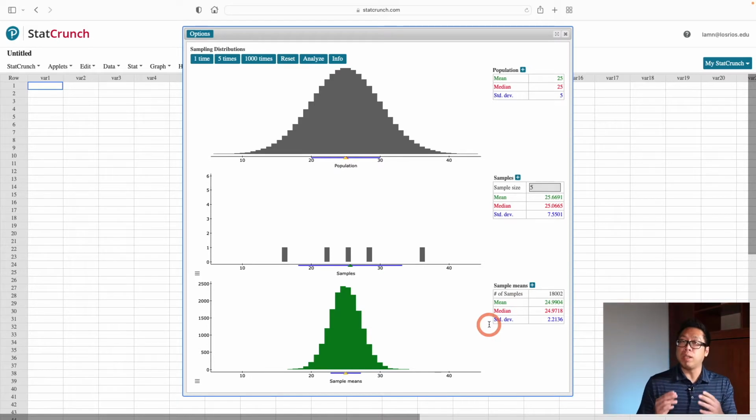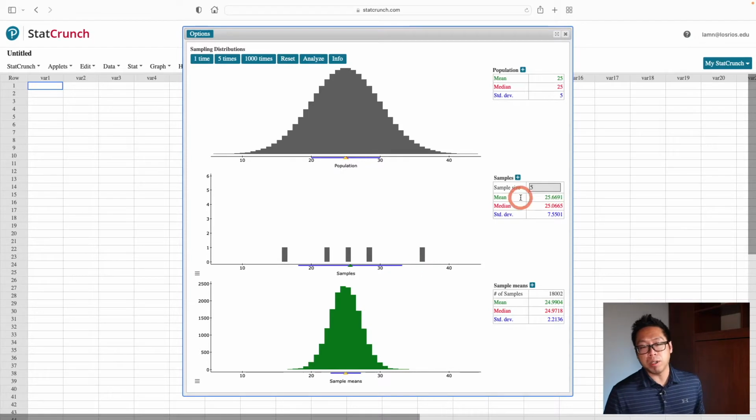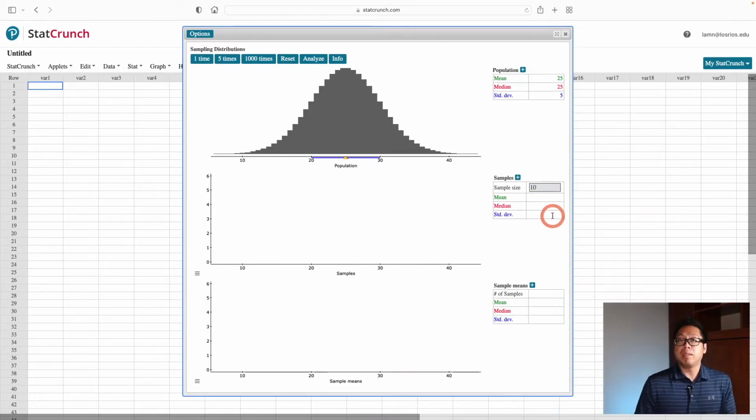Standard deviation, remember, is a measure of how spread out our data is, so a smaller standard deviation should result in a picture that is more narrow. Now, what happens when I increase the sample size even more? So now let's increase the sample size to 10. So now we're picking 10 random people.